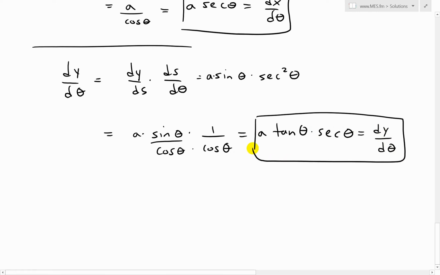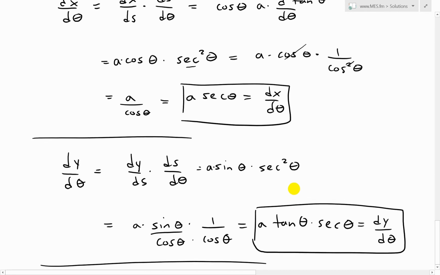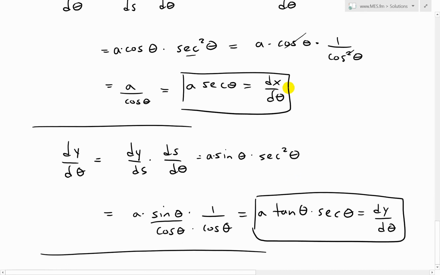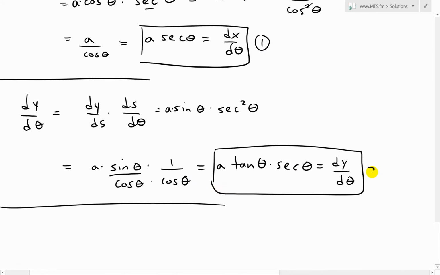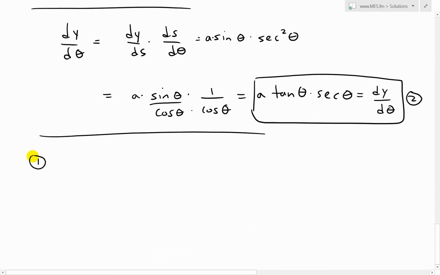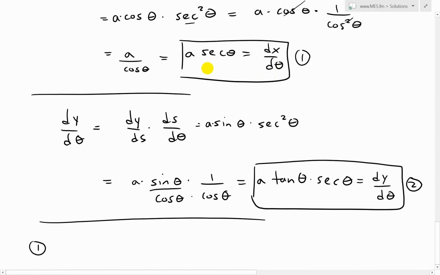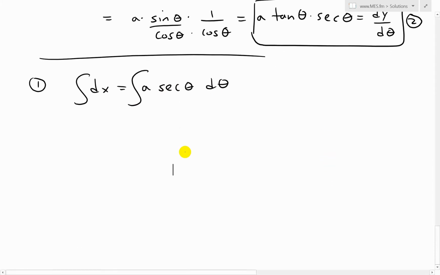Circle this. Yeah, so now the next step that Wikipedia does is it takes these and then solves the integral of it to get x and y. So write this formula as 1, this one as 2. What we could do is use that one formula right here and just move the d theta to the other side, so we get dx equals a secant theta d theta, so that we could take the integral. Now recall the integral of this.